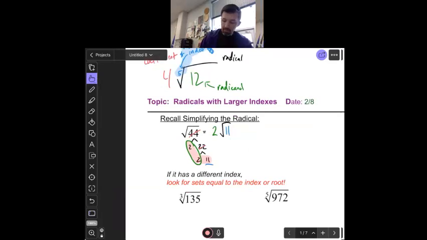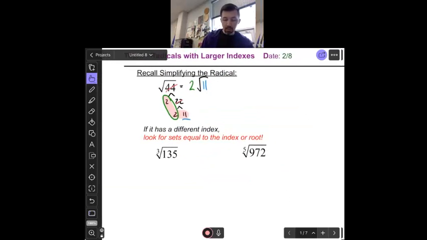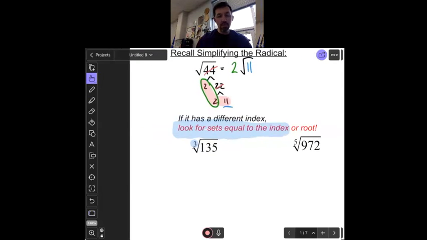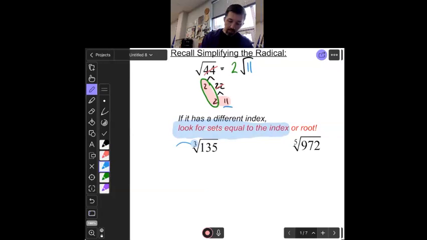Okay? So we're going to apply that same idea to these bigger roots, except for now the group size is going to change, which is really what this is trying to get you guys to see. Okay? I want to look for sets that are equal to that particular group size. So when I look at this, this is telling me that I need groups of 3. Okay, not groups of 3s, groups of 3, or group size of 3.